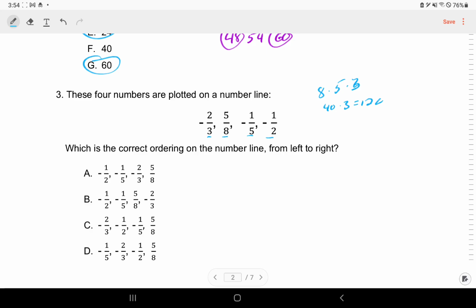Okay, so what I'm going to do is put these all over 120, so that I can compare them. To get from 3 to 120, I multiply by 40. So times 40. 2 times 40 is 80, so that's negative 80.